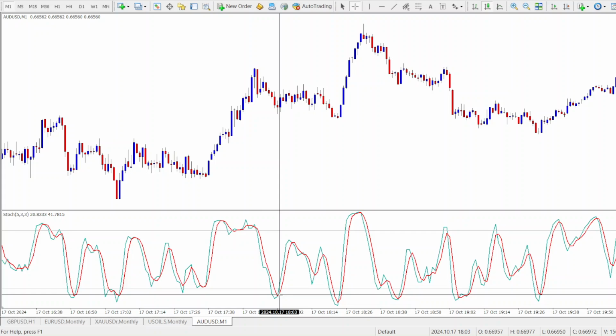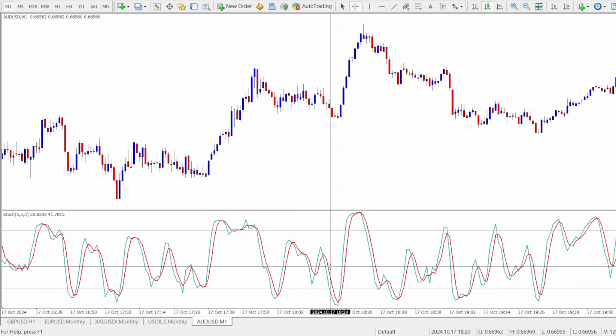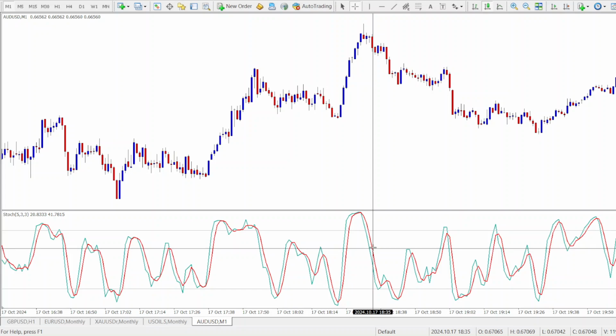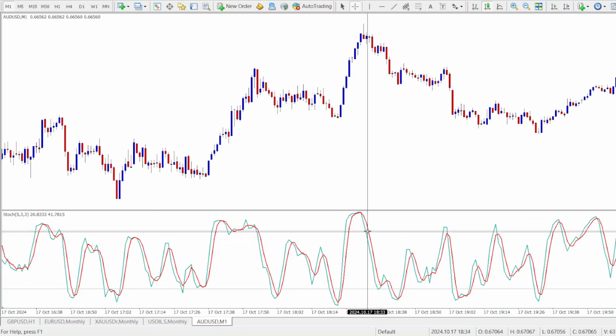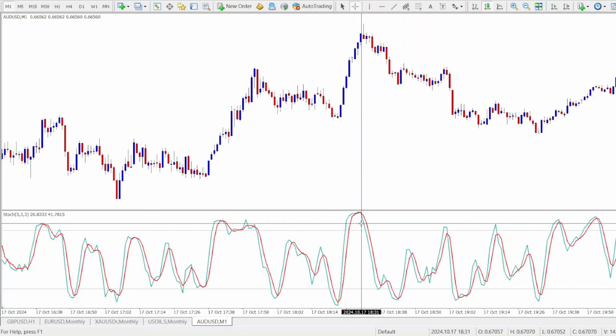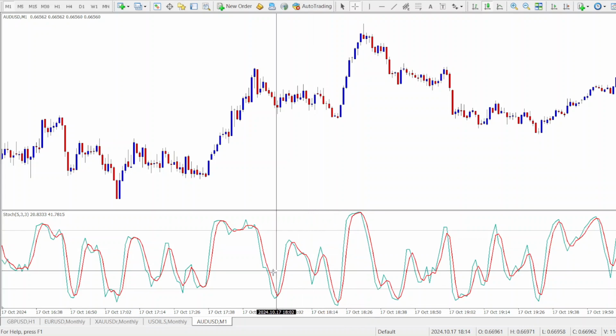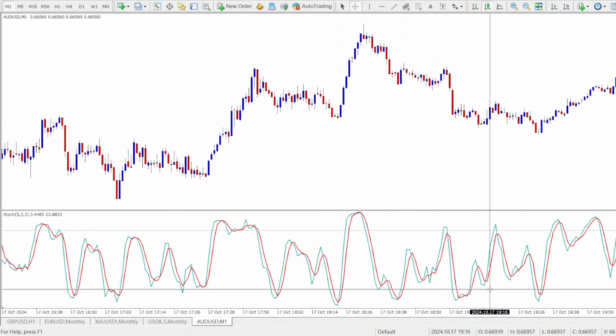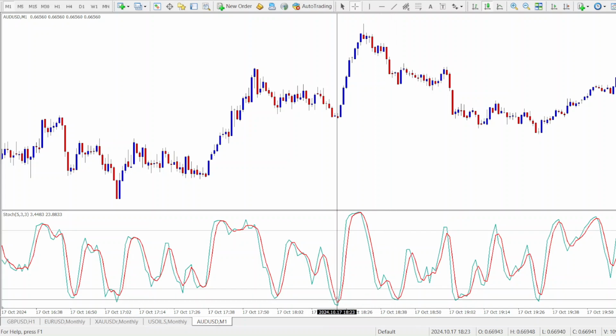And the percentage K line crossing below the percentage D line in the overbought area is a sell signal. So when you have this crossover happening in the overbought, it gives a sell signal. Now, in the case of having a buy signal, let us use this as an example.